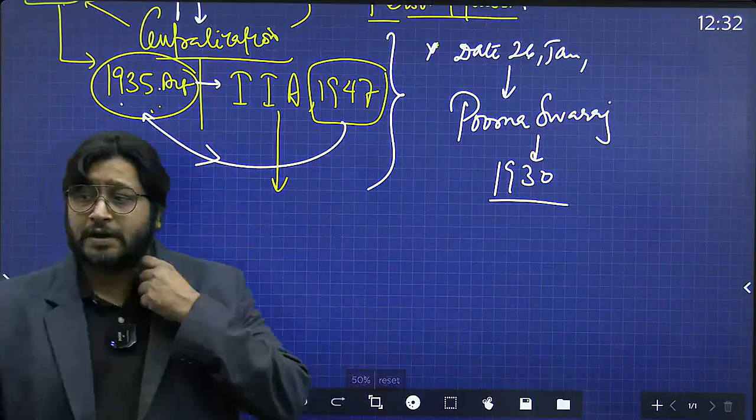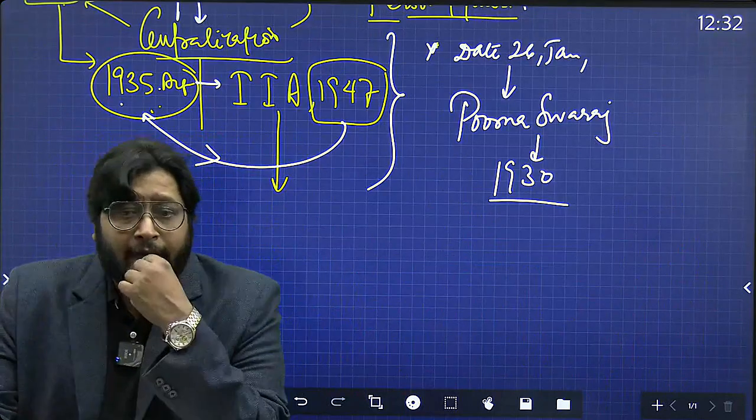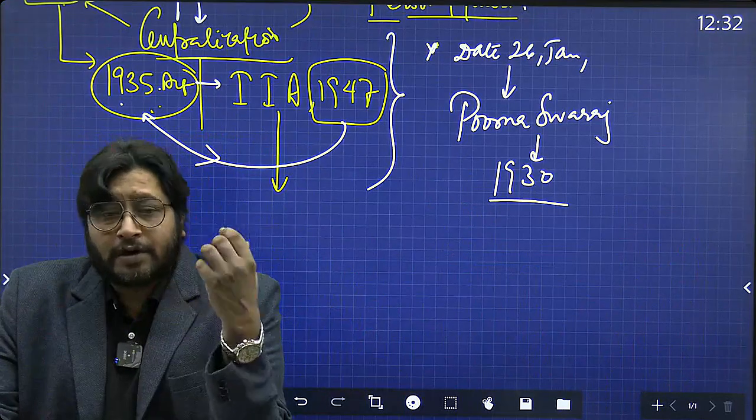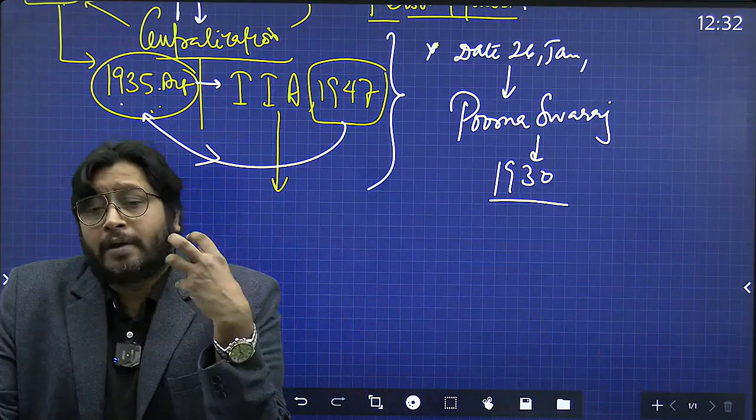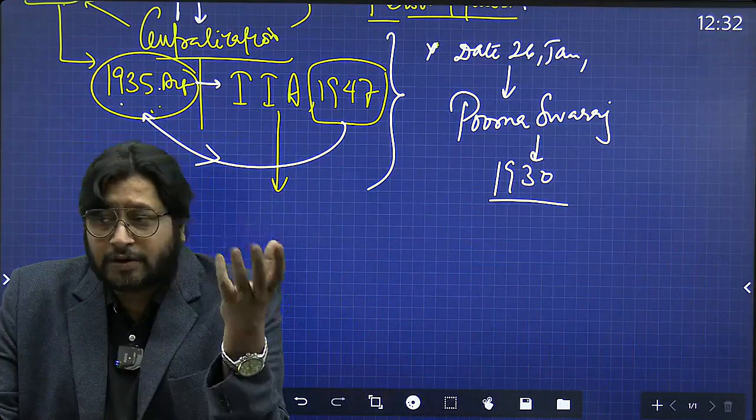Obviously, we cannot say that from 1946 to 1949 there was no government, right? There was a provisional government which was working. From 47 to 49 we had a transitional government. Nehru was the prime minister.